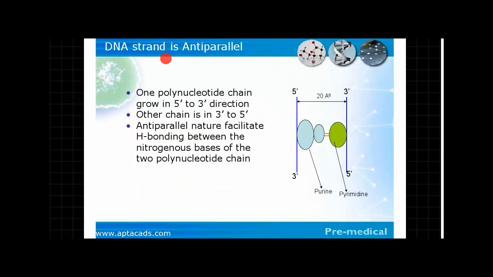Now the DNA strand is anti-parallel. Why is it anti-parallel? Because one chain is going 5' to 3' and another chain is going 3' to 5'. The chain grows in such a manner because it facilitates the formation of H bonding between the nitrogenous bases. So that is why we call the DNA strand anti-parallel.